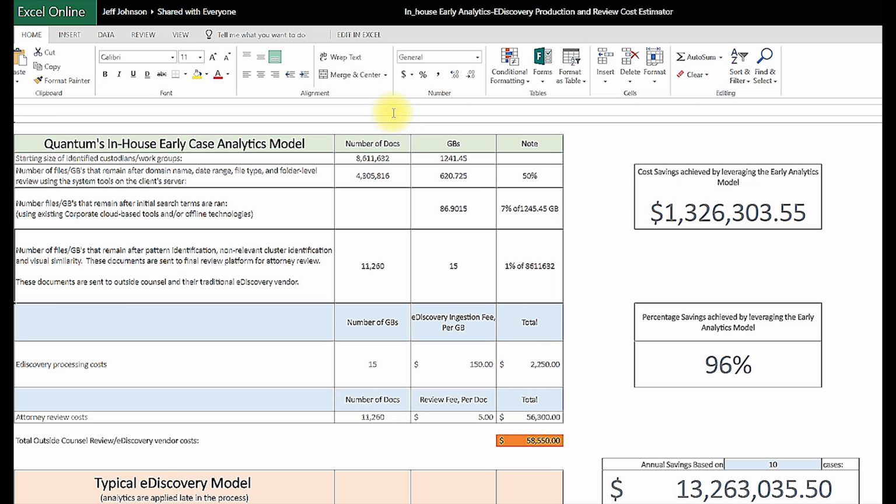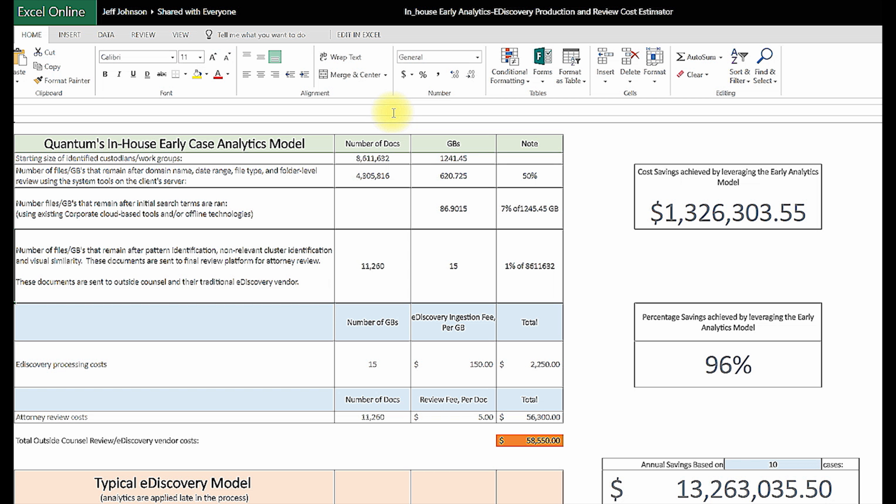Today I'm going to be discussing Quantum's in-house early case analytics model in comparison to the typical e-discovery model. And what I have for you today is pretty exciting because this session gives the actual numbers when comparing if you apply early analytics in your case as opposed to not, which is the typical e-discovery model.